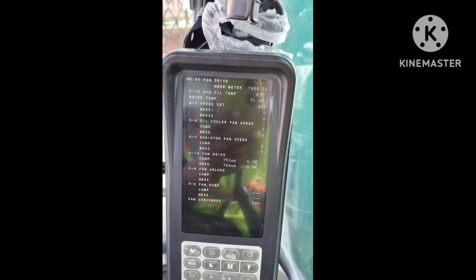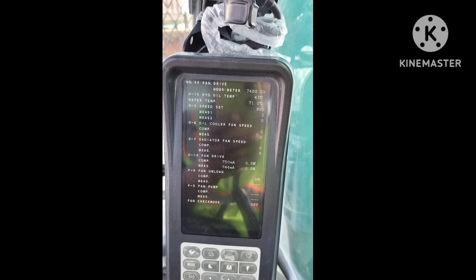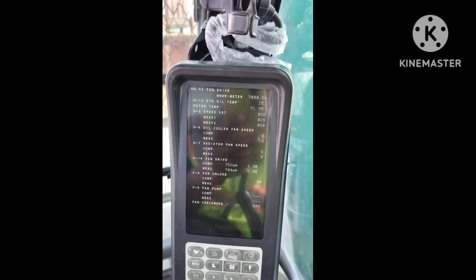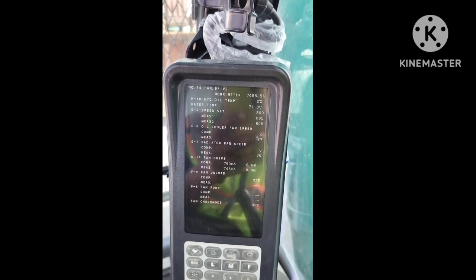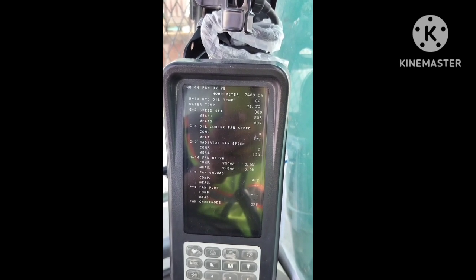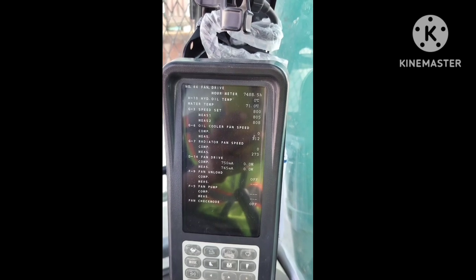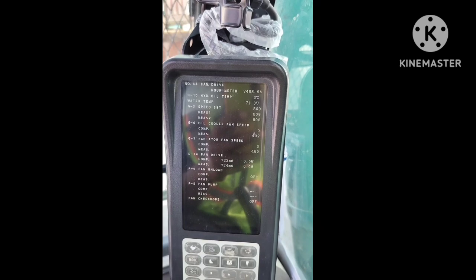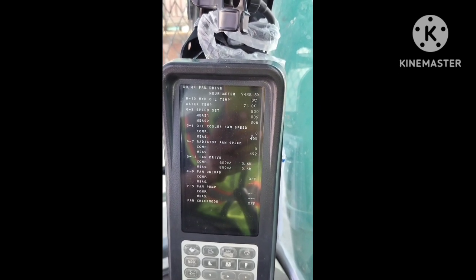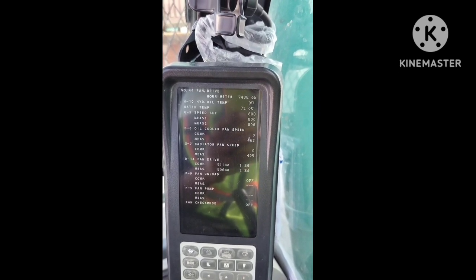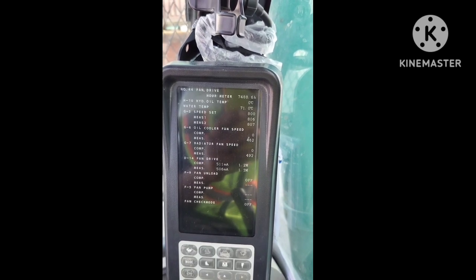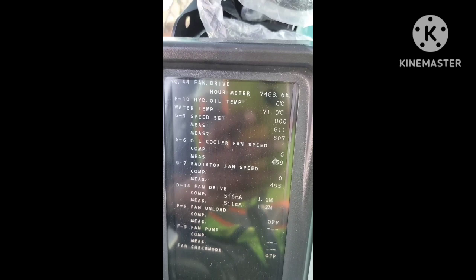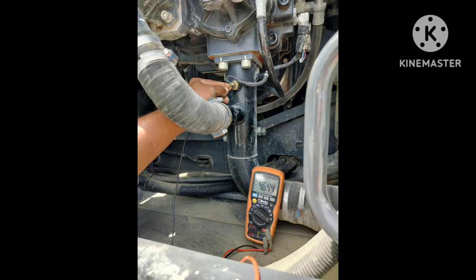When key on, see the data of the engine computer: it is showing 43 degrees as the hydraulic oil temperature. When I start the engine, this 43 degrees drops to 0 degrees. The engine hydraulic oil temperature will never be 0 degrees. By default it will be 30 to 45 degrees, like that. So by this you can easily understand where the fault is.